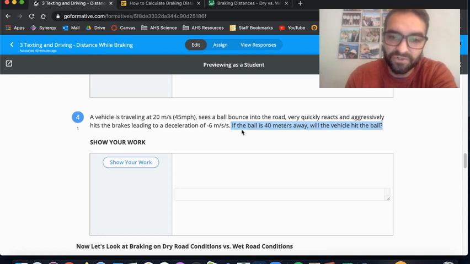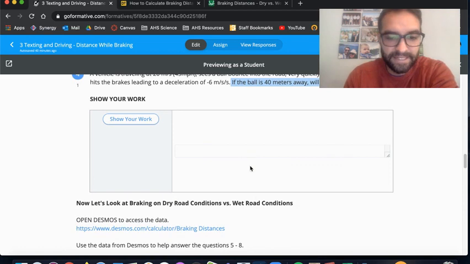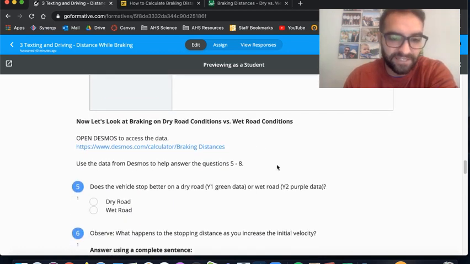Okay, so make sure you read that carefully. Basically, if your answer is less than 40 meters, the vehicle will not hit the ball. If your answer for distance while braking is larger than 40, then it will go through the ball. It will hit the ball. And that leads us down to Desmos here.